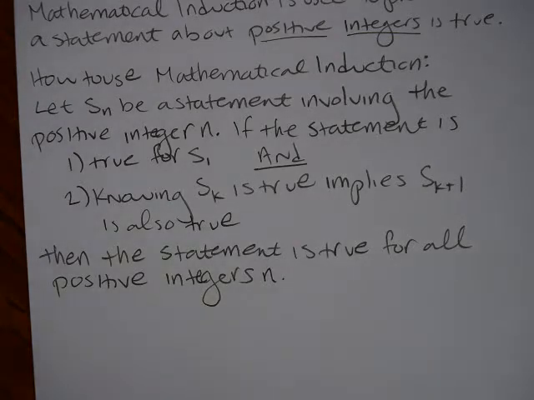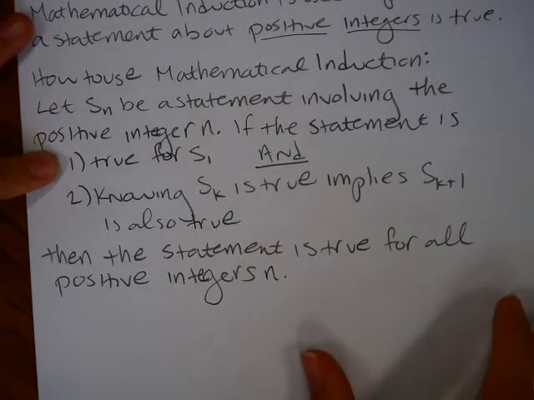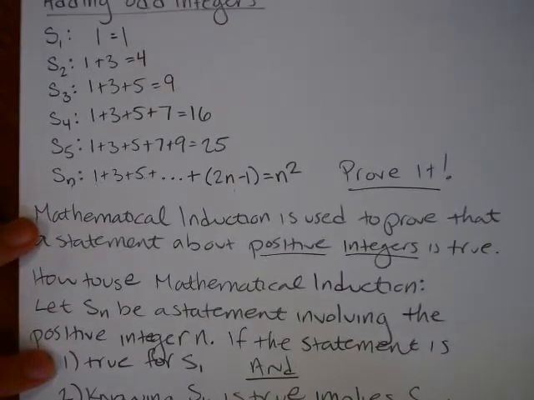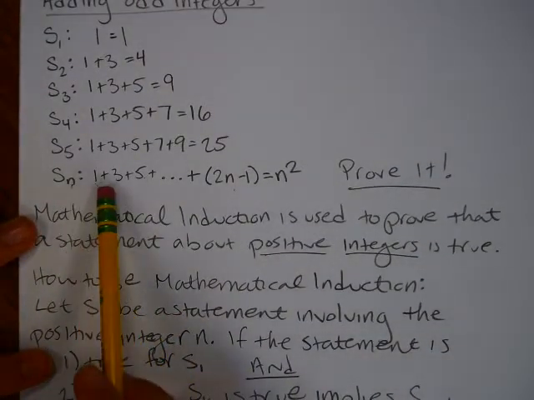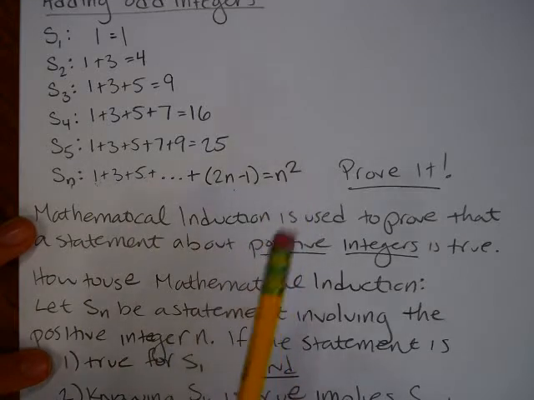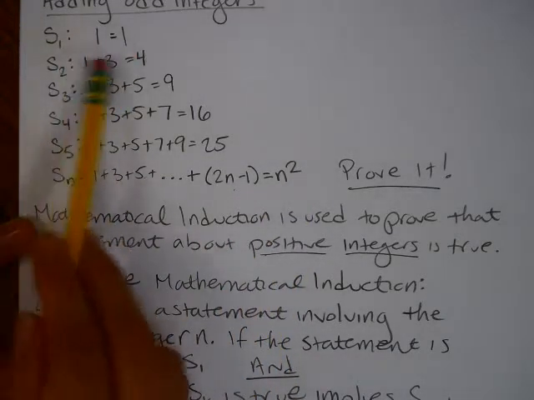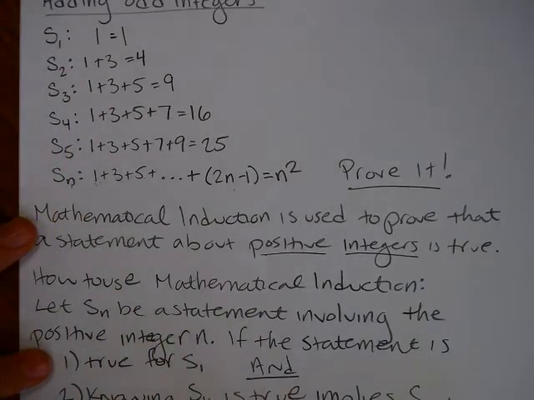Like I said, two things have to happen. First, you need to make sure that it's true for S1. So if we look at our odd integers up here, we had a formula that the sum will always be n squared. Did it work for the first number? Well, let's see, 1 equals 1 squared. Yeah, we're good.